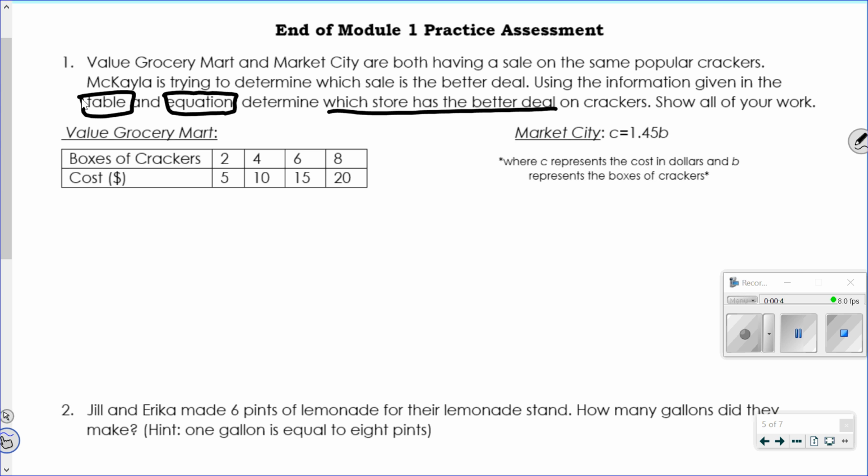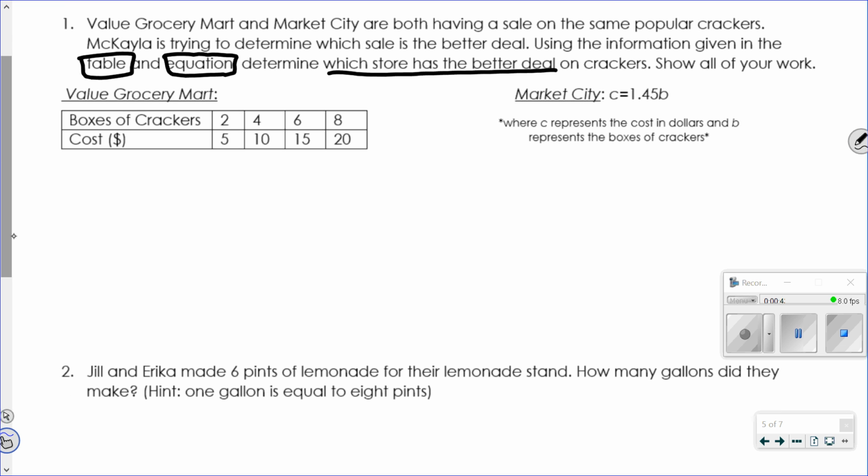The pen's not working, so we'll just go with it. Okay, personally I like to start with the equation. I think it's easier. Here is our variable. The easy way to do this is figure out for one box of crackers what I'm paying. That means I substitute a 1 in. Remember, when I write a number beside a variable, that just means that I'm multiplying. Okay? So, I can rewrite this. C equals 1.45 times 1. Or, the cost for one box is $1.45 at Market City.